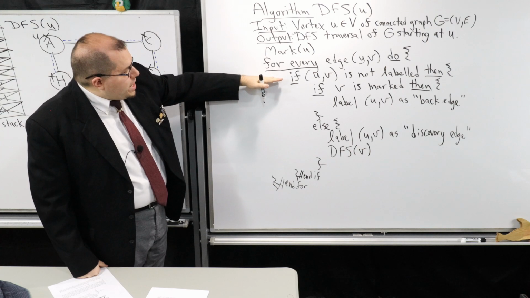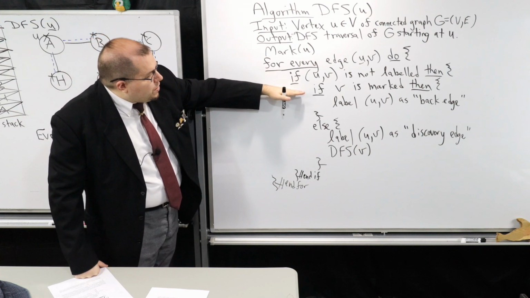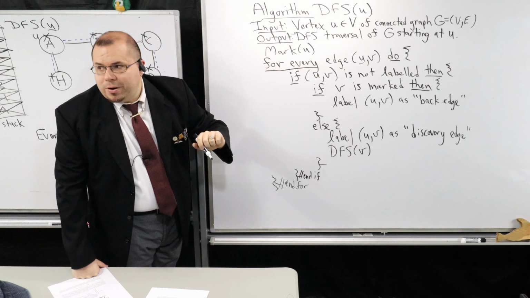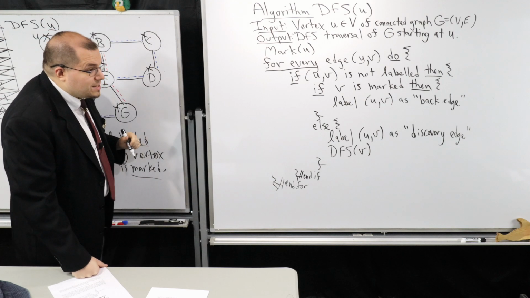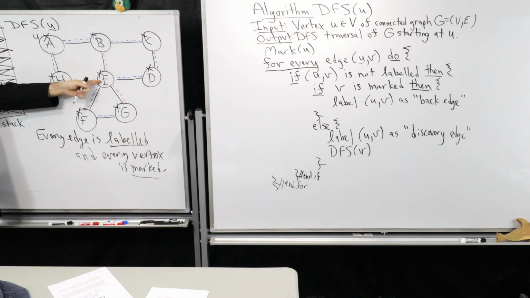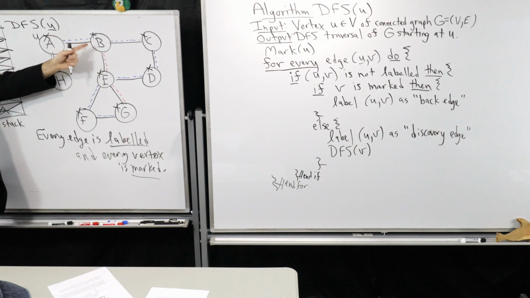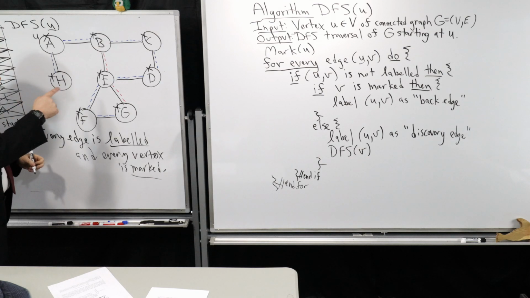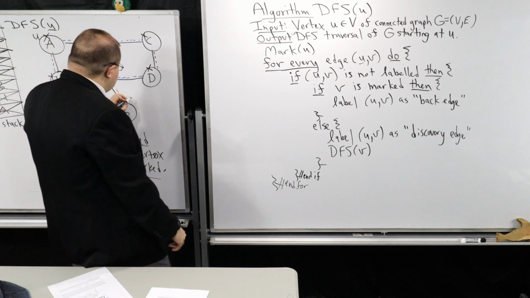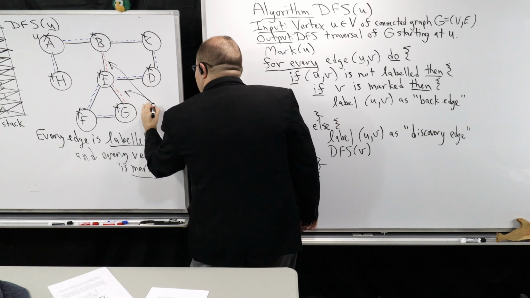And you're just going to check, is that edge labeled? If it's not labeled, then you have to check if V, the other endpoint of that edge, is marked or not. If it's marked, it's just like my case over here where I was at E and I noticed B over here. B was already marked, so I'm not going to find anything new over here. We label these as back edges. So the red edges I have here are called back edges.